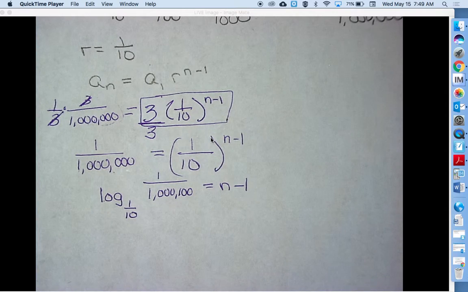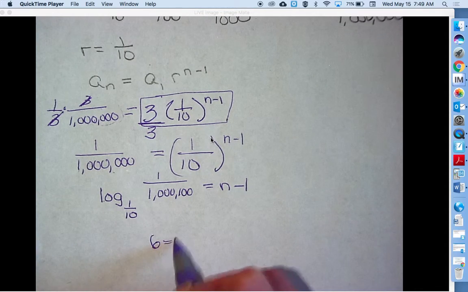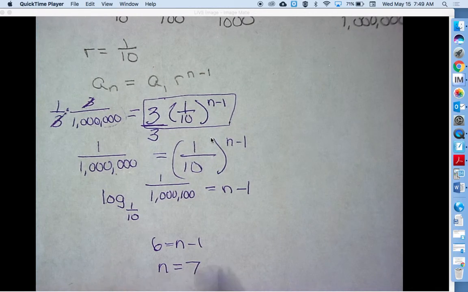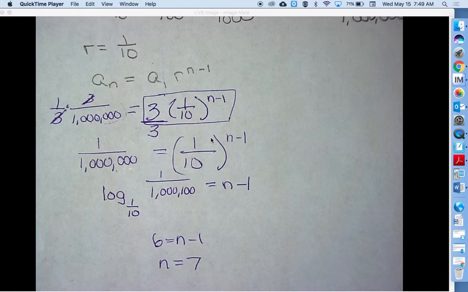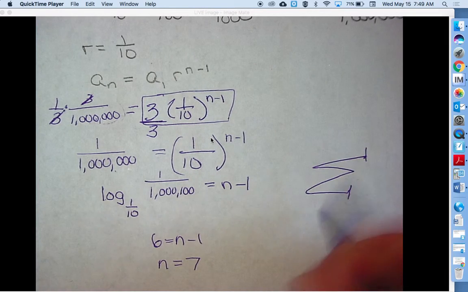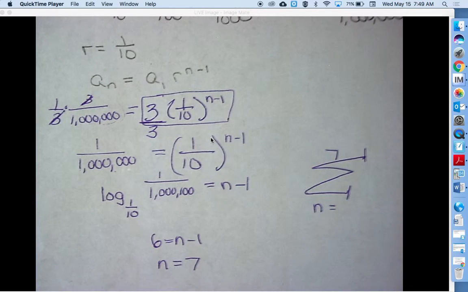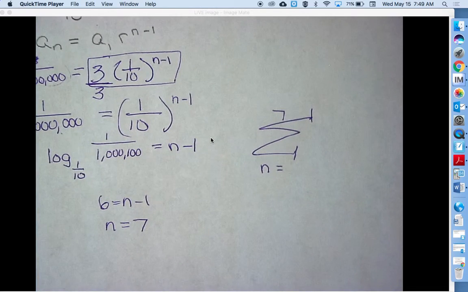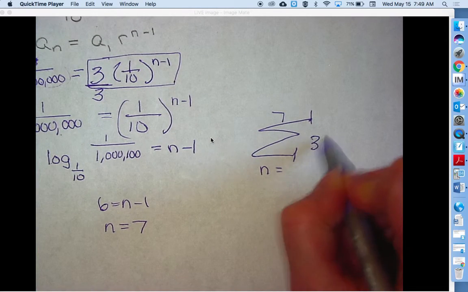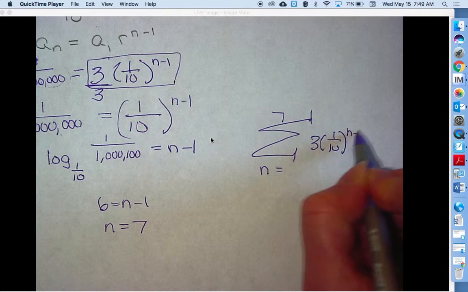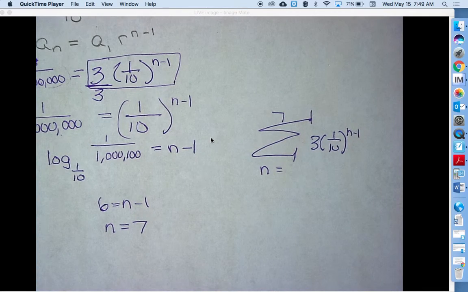So, Julia, once you plug that in your calculator, you get 6 equals n minus 1, and then when you add the 1, you get n equals 7. So that's how you end up getting that number on top of the sigma notation when you're writing the series in sigma notation form. And then again, the equation is 3 times 1/10 to the n minus 1. I'm going to make sure you know how to get that number on the top, because I see some of you that I've looked at just have the magical equation without any extra work to go along with it. Questions?